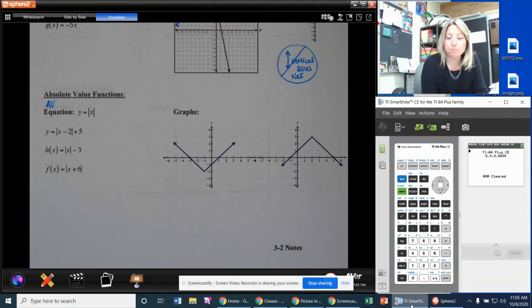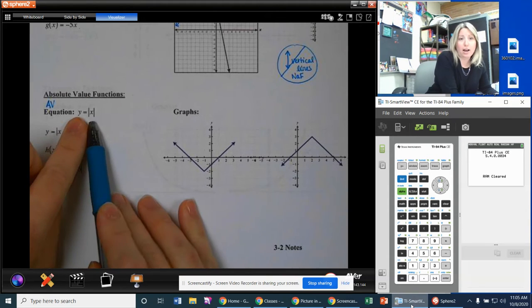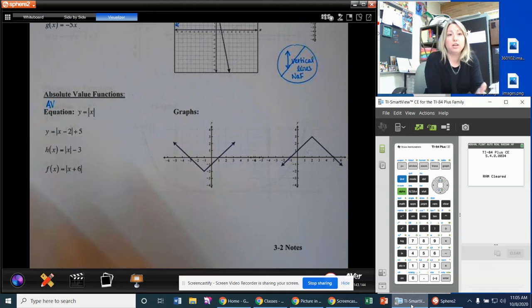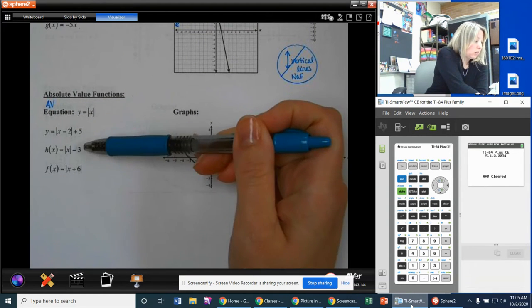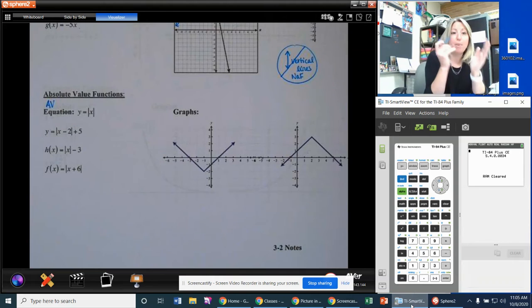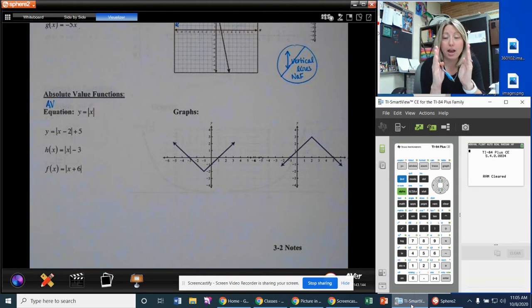Now, absolute value has bars, straight up and down bars, that are around your X value. So in your equation for absolute value, any of these equations, you'll notice that the bars straight up and down around the X indicate that this is going to be an absolute value graph.